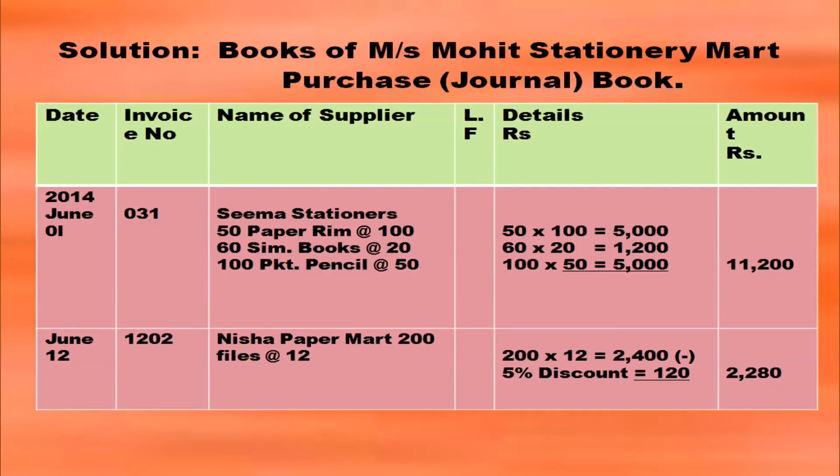Another purchase is done by this organization. So, that is from which supplier? Nisha Paper Mart. 200 files at rupees 12. 200 into 12, 2400. Here trade discount of 5% is given in the question. So, we have deducted 2400 into 5 by 100, which will give you 120. That is, trade discount should be deducted from the amount 2400. 2400 minus 120 will give you 2280.